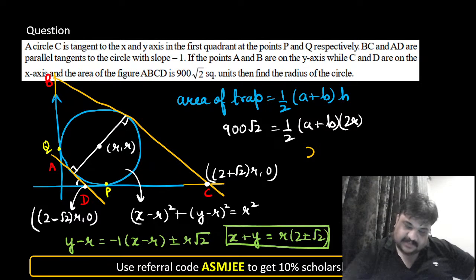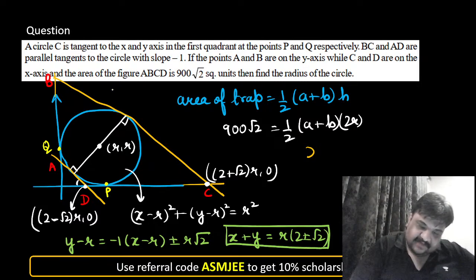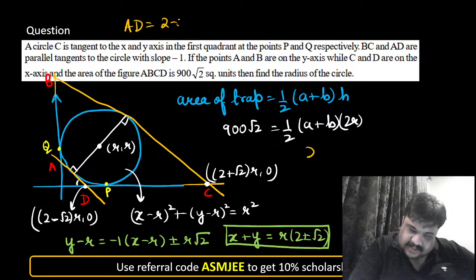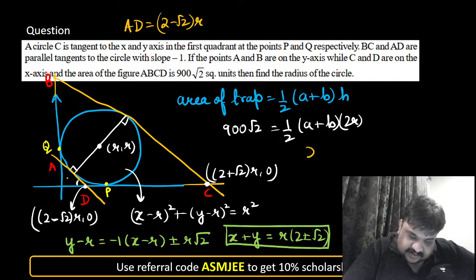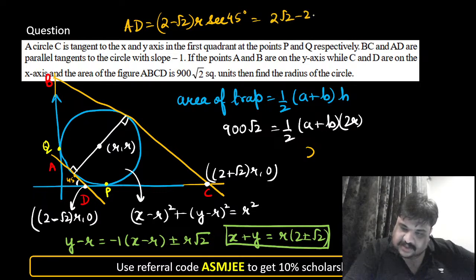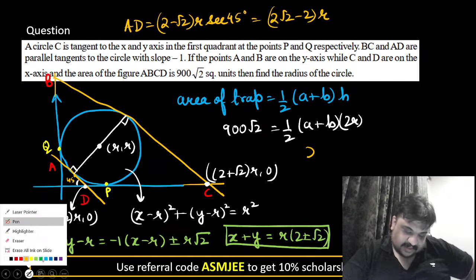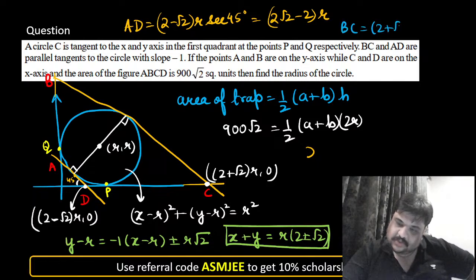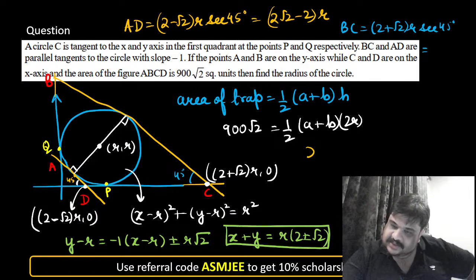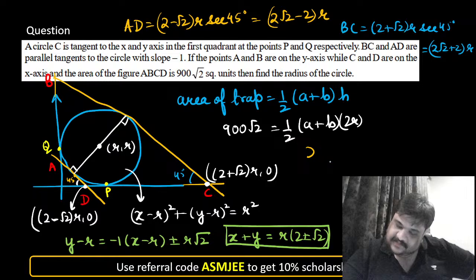Now we can very easily find AD plus BC on the next page. See, AD will be 2 minus root 2 r, and this is 45 degree. So sec 45 degree. So it will be 2 root 2 minus 2 times r. And BC will be 2 plus root 2 r. Again, this is 45 degree, sec 45 degree. So it is 2 root 2 plus 2 r. Adding both these will be 8 root 2.